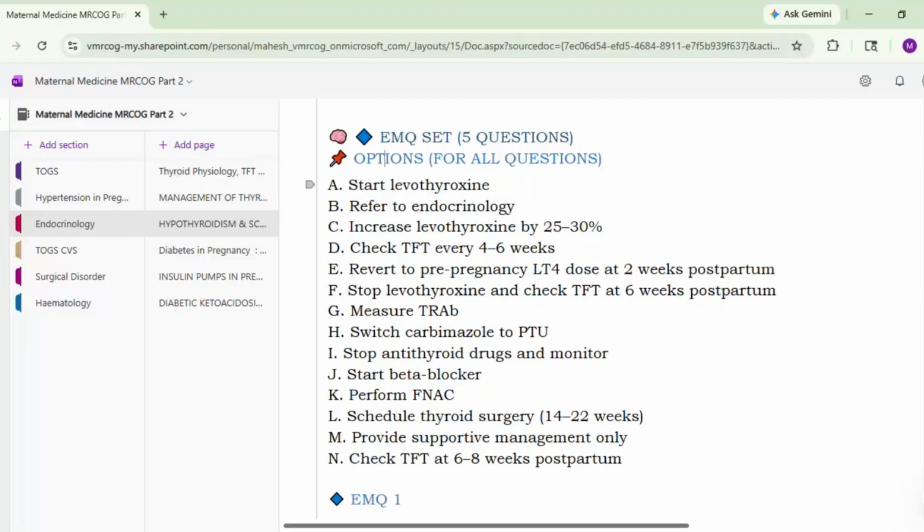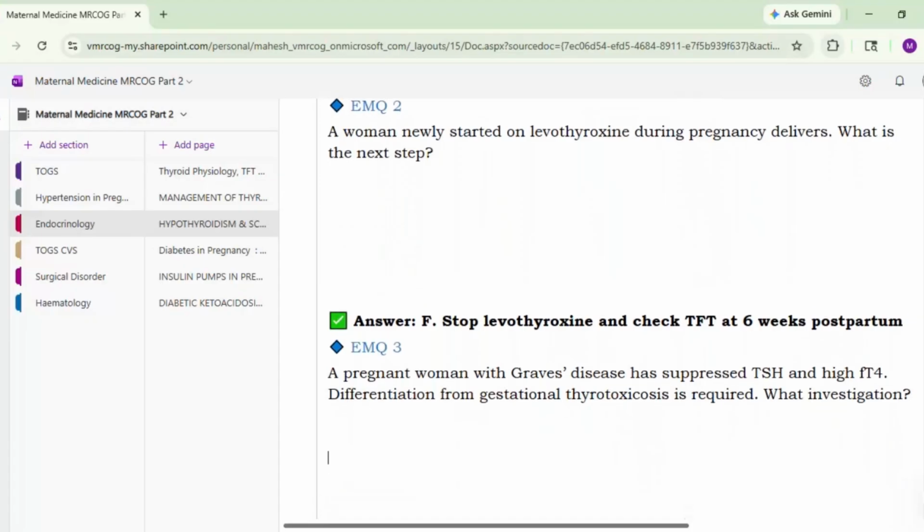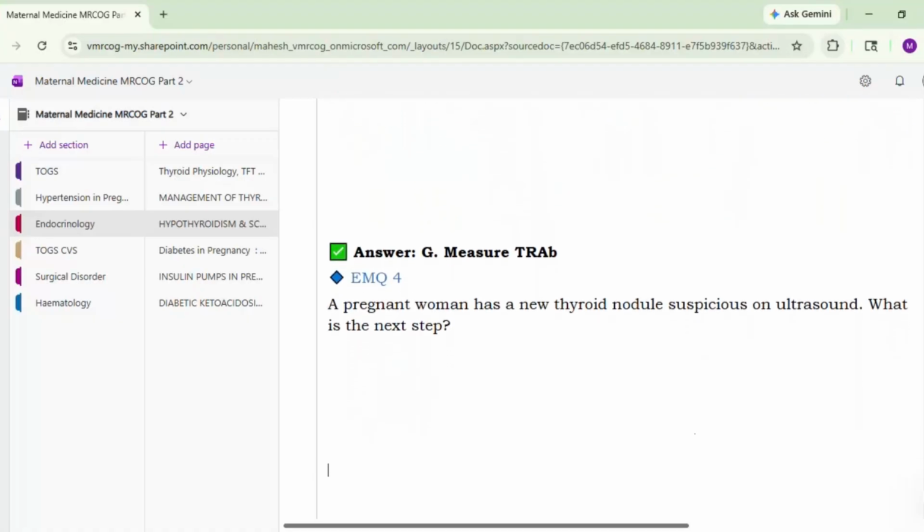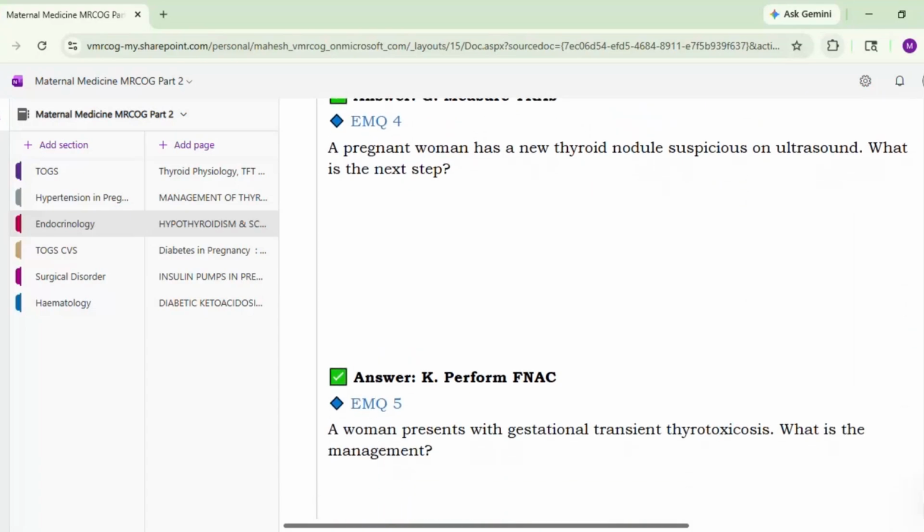D is also there. Then K, perform FNAC, tissue diagnosis. Have they given scheduled thyroid surgery? So K or D, these are the two closest options. And what is the question? We'll go back to the question. New thyroid nodule, it is suspicious on ultrasound. So I think once it is suspicious, we'll go for FNAC. Perform FNAC. Okay, next.